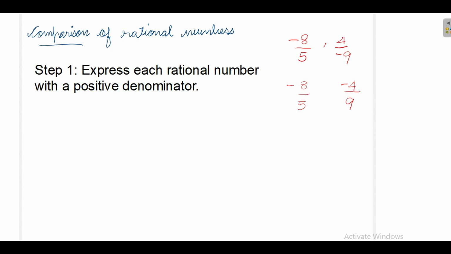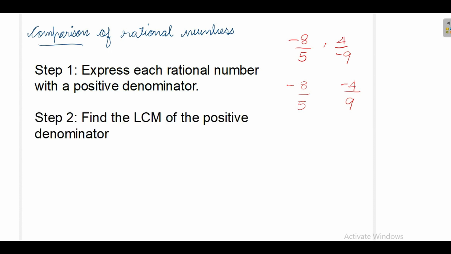So now let us see what is the second step for comparing two rational numbers. The second step is you will have to find the LCM of the positive denominators. We have seen in the fractions lesson itself that you will be able to compare only like fractions. If they are unlike fractions, then how do we compare? We find the LCM, make the denominator same, and only then we compare the numbers. It is the same step which we are going to follow here also.